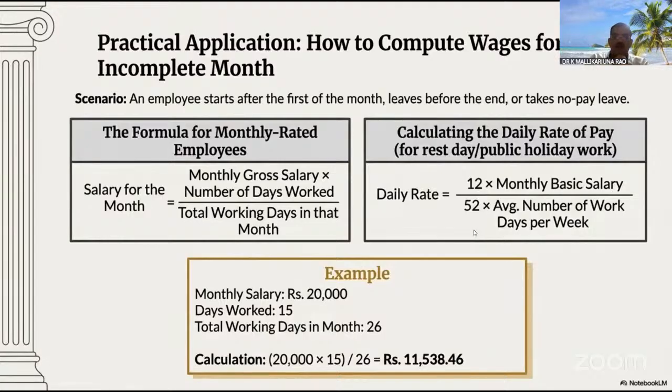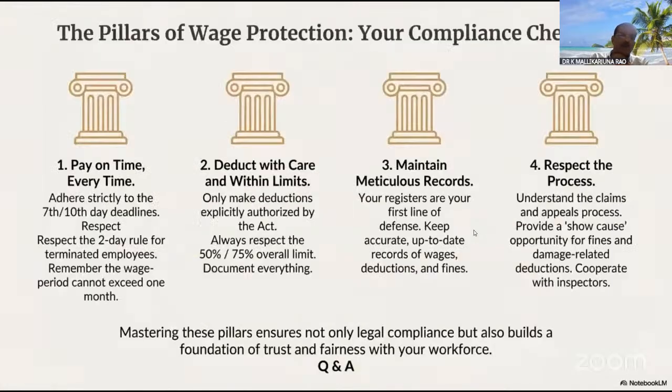Excluding these holidays. Then pay on time, every time. They need to pay either by the 7th of the next month or the 10th of the next month. If there is any termination, wages have to be paid by the second working day. The deduction limit cannot exceed 50%, and sometimes it may go up to 72% over the limit. And they need to maintain proper records and registers, and follow the respective procedure in this case.